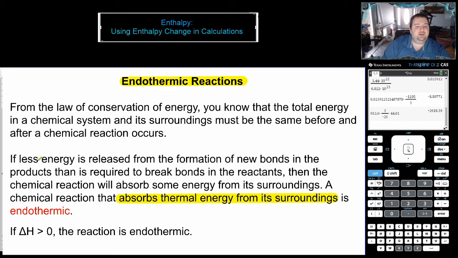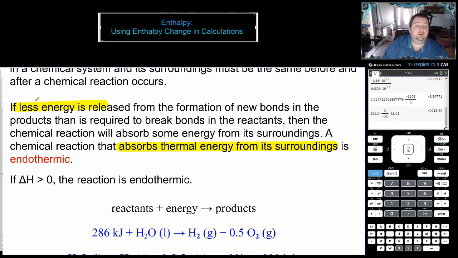And we can kind of think about this in the reverse terms, right? If less energy is released from the formation of new bonds, okay? So when we're forming new bonds, of course, energy is going to be released when you form those bonds, but only a small amount. If less energy is released from the formation of those new bonds in the products than is actually required to break the bonds in the reactants, so the amount of energy required in the reactants to break these bonds is actually quite high, well, then where's your balance? It's on the reactant side, right?